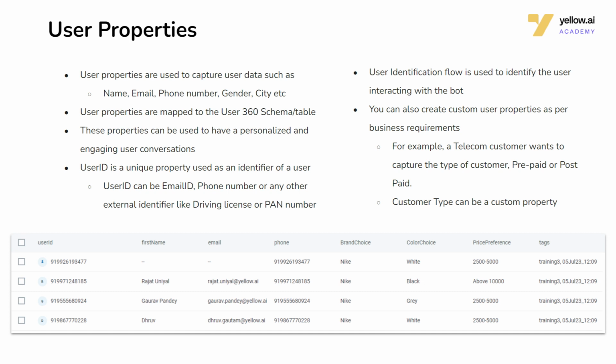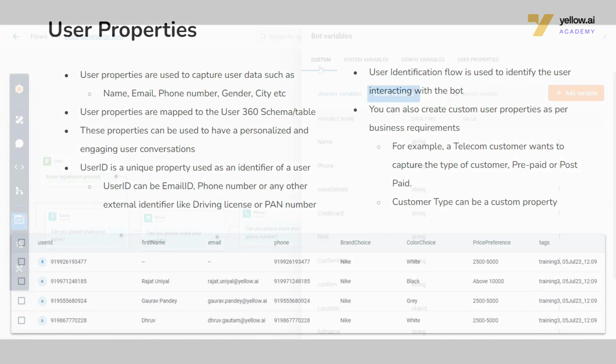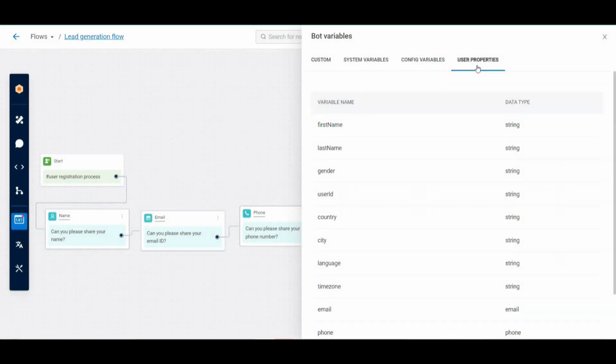User properties are predefined variables that store information about each individual user interacting with the bot. These properties are stored directly in User 360 to help personalize the user's experience and can be used to make decisions about which messages or actions to display. Examples of user properties include name, email address, and location.